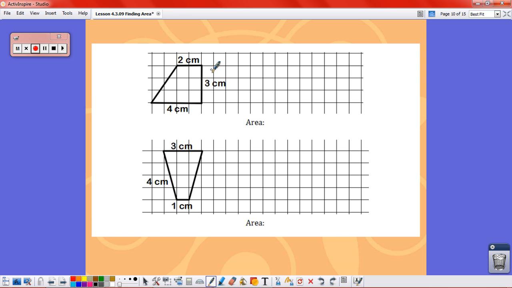I can do the same thing with this one. I'm going to redraw it. So it is 4 wide, 3 tall, 1, 2, 3. The other base is 2 wide, and I connect them. Then I can do upside down. I can do another trapezoid just like that. 2 wide, 3 tall, and the other base is 4. So the whole rectangle is 6 by 3, or 18. And half of 18 is 9, so each part is 9 centimeters squared.